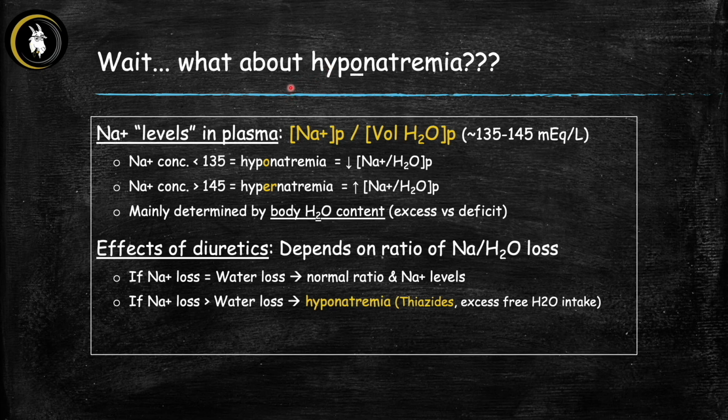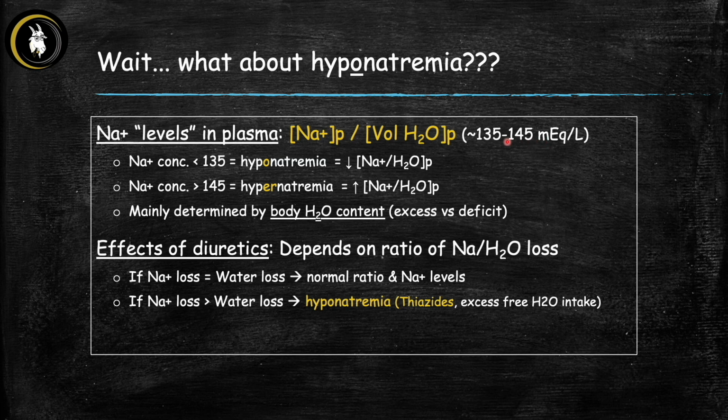So when we're talking about hypo and hypernatremia, we're not talking about just the content of sodium in the body. We're talking about the levels in the plasma. So that's the ratio of sodium over the volume of water. That's really key here. We have a denominator, which is the volume of water inside of our plasma. And the normal ratio is 135 to 145 milliequivalents of sodium per liter of water.